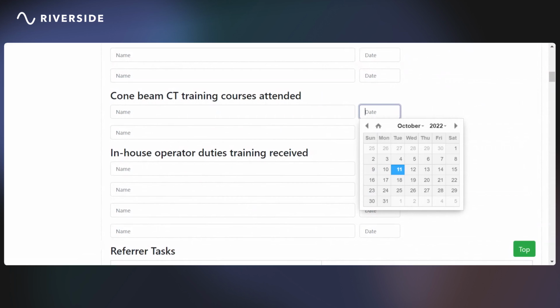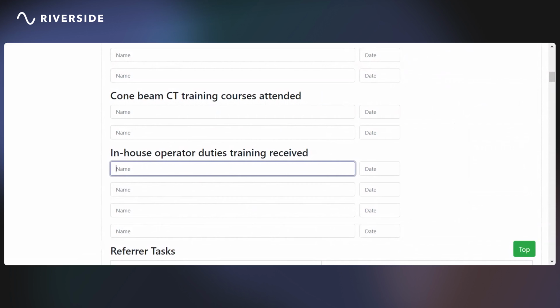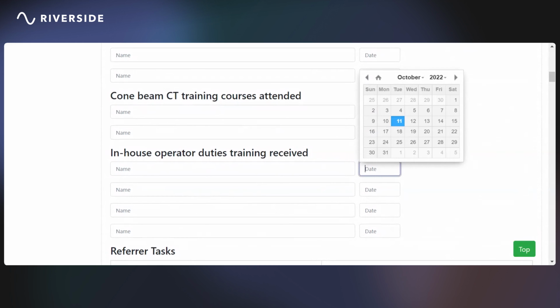In-house operator duties. In-house operator duties are basically training, which is not necessarily formal, that has been received within the practice. So, for example, where a dentist has given training to a dental nurse within the practice to undertake phosphor plate processing, this information can be entered here and the date that that informal training was provided to the dental nurse.